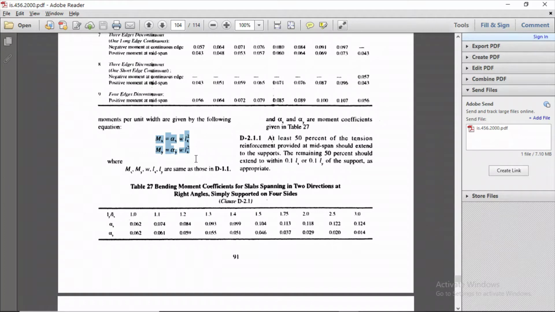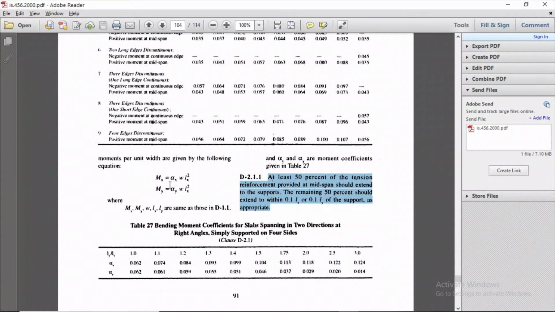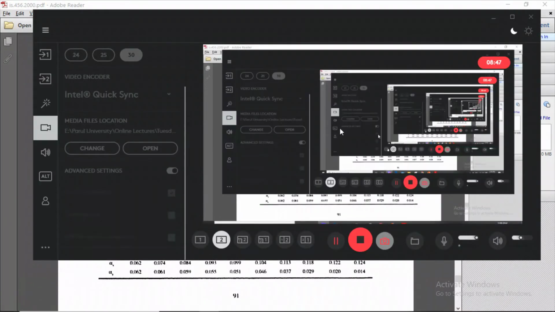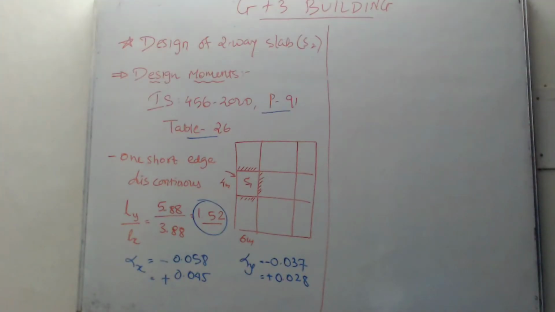One more thing important here is at least 50% of the tension reinforcement provided at mid span should be extended to the supports. The remaining 50% should extend to within 0.1 Lx or 0.1 Ly of the support as appropriate. So this is also, if you need to remember, right? So using this equation, now we are going to calculate the bending moment value. So let's go back to the board and start finding the bending moments using this formula.